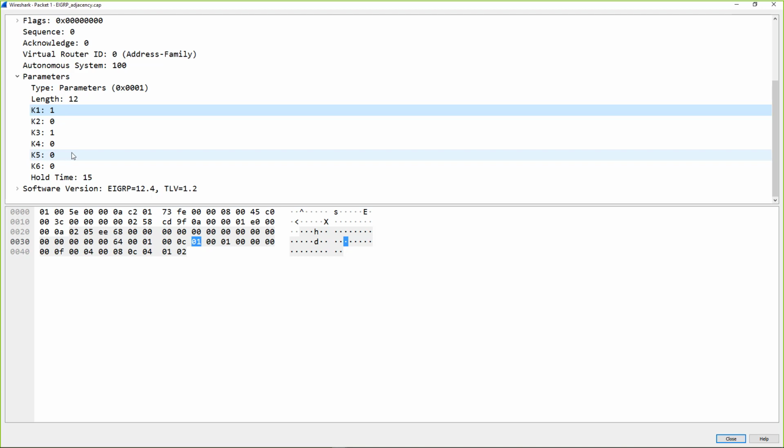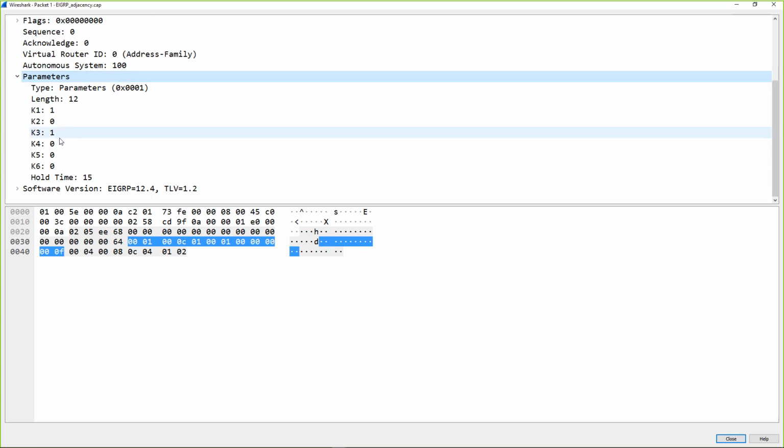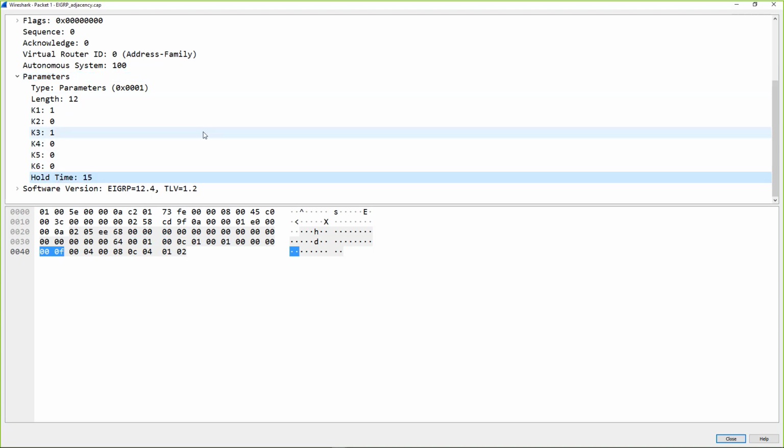The K values have to match. So this is one of those set of parameters that are going to be confirmed between the peers before they can form an adjacency. Another component of the parameter section is the hold time. Hold time is how long I'm going to wait.